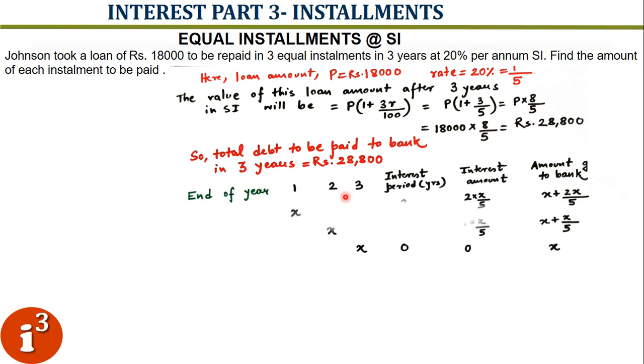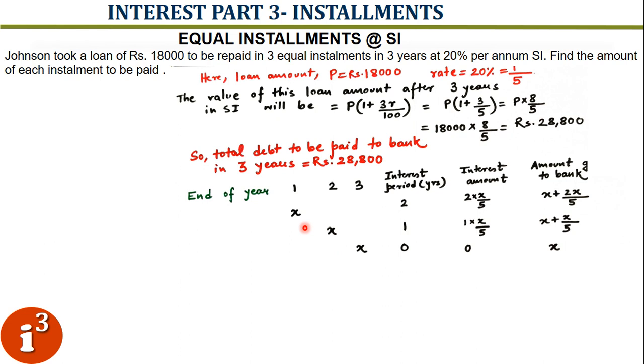See, end of year, this is 1, 2, 3. After 1 year you pay x as your installment. After 2 years again you pay your equal installment of x. After 3 years again you pay an equal installment of x.